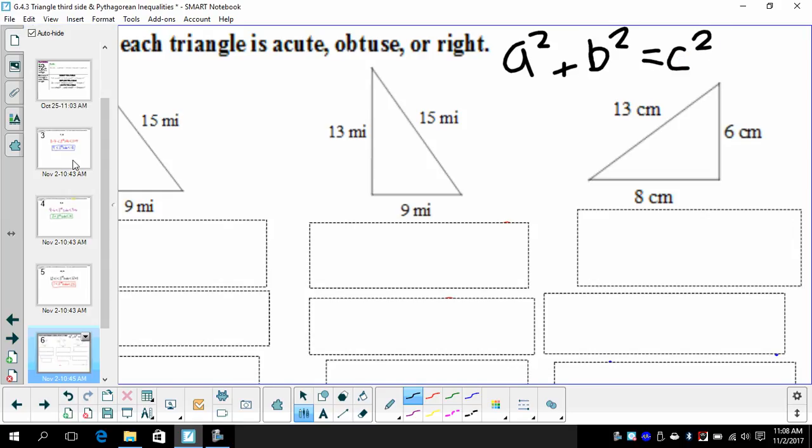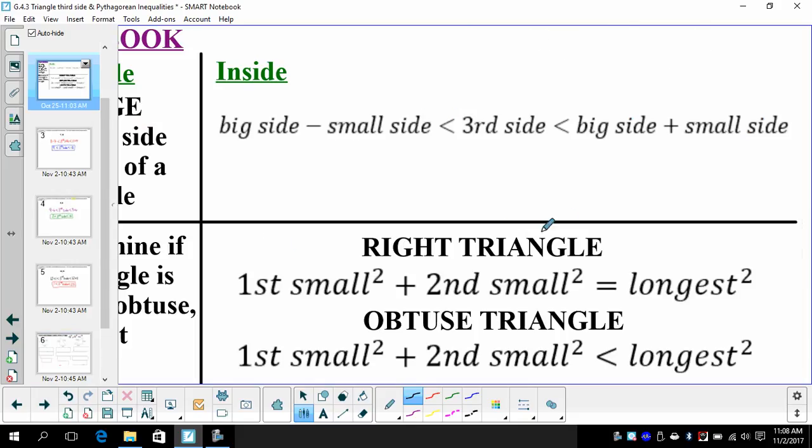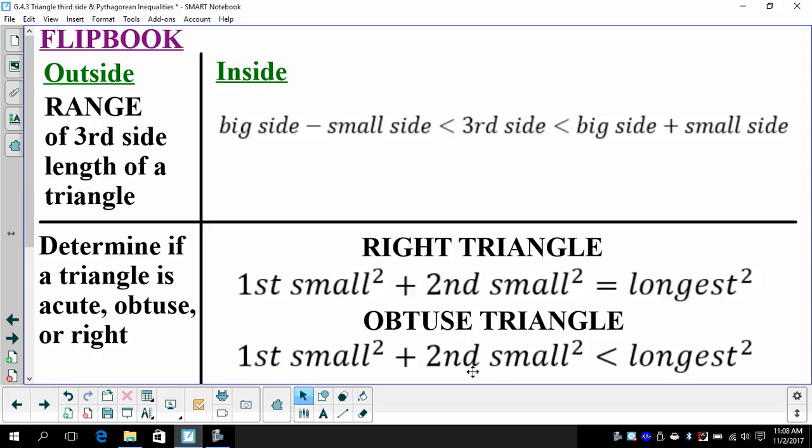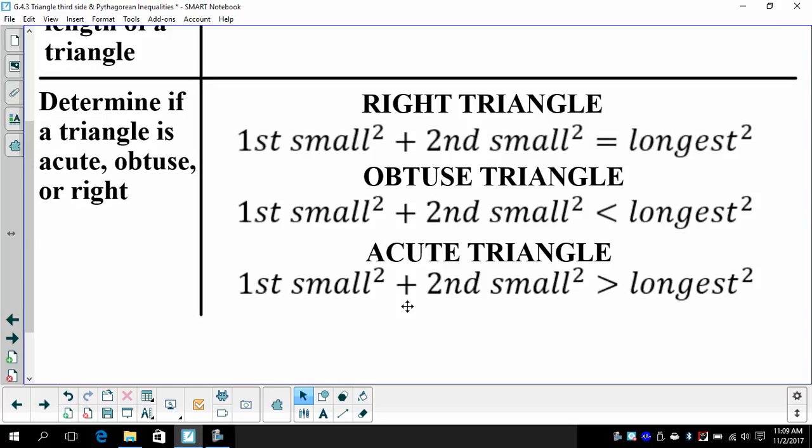From back when you added to your flip book, I'm going to go back there. If I squared the two smaller sides and I add them together, and that's less than the biggest side squared, then it's going to make an obtuse triangle. If I add those two smaller sides together after I square them and that sum is bigger than the longest side squared, it's going to be an acute triangle. So essentially, we are plugging in numbers to the Pythagorean theorem, and we're going to see if the left side is equal, less than, or greater than the right side.